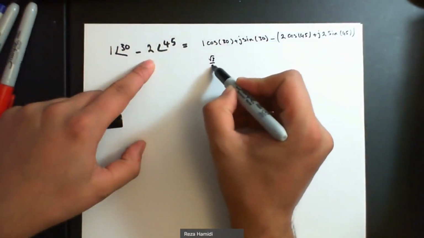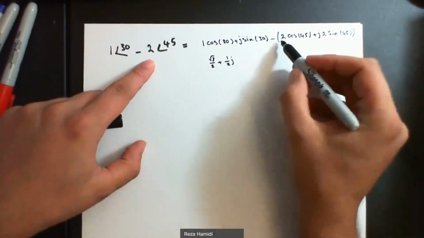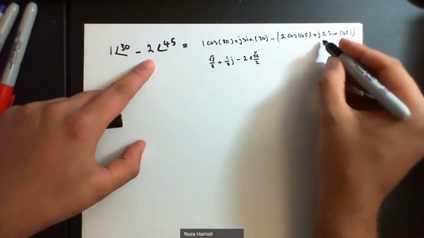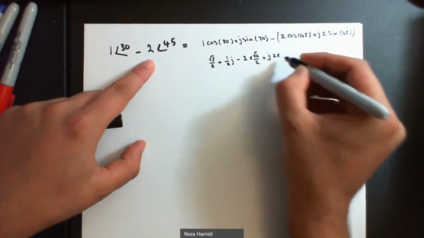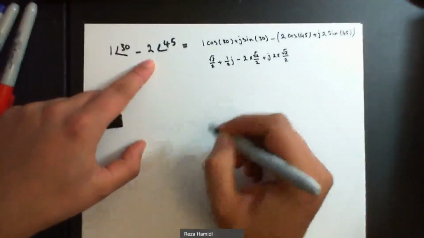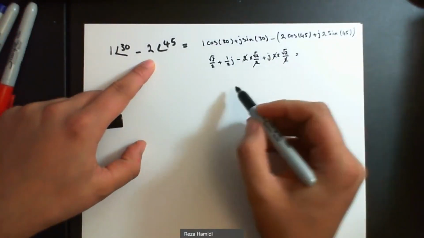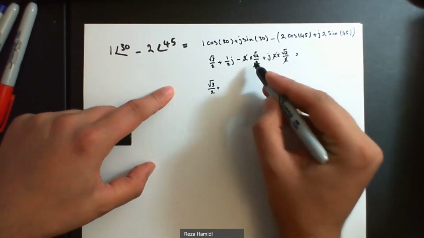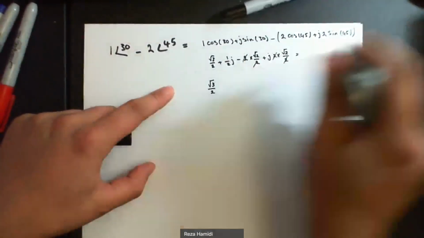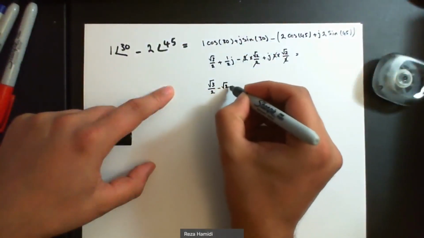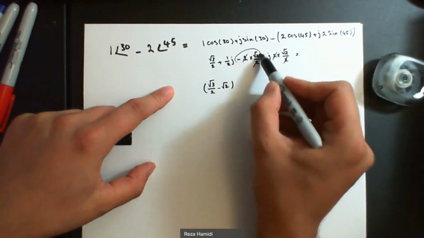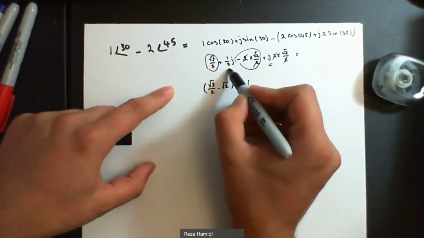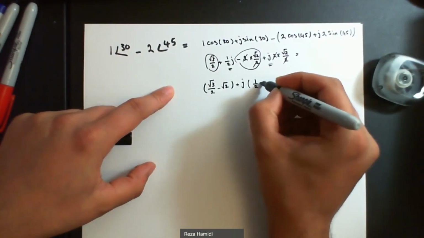Cosine 30 is square root of 3 over 2 plus 1/2 j minus 2 by square root of 2 over 2. The other part is j 2 by square root of 2 over 2. These two cancel that, these two cancel that. So it's going to be square root of 3 over 2 minus the square root of 2 as the real part, excuse me, plus j. Now let's go over imaginary parts. 1/2 plus square root of 2.